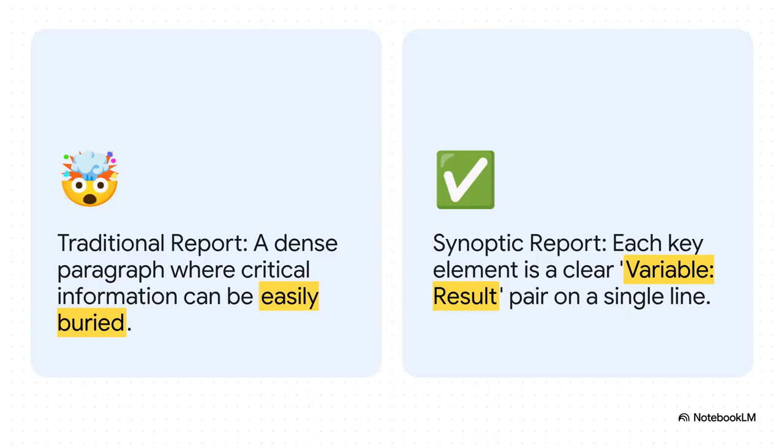And I mean, just look at the difference here. It's night and day. On the left, you've got your traditional narrative report. It's a wall of text, right? And critical info, like a blast percentage, can get totally buried in there. But on the right, you have a synoptic report. Every key piece of data has its own line, laid out in this clean, variable result format. You can scan it instantly, nothing gets missed. And this isn't just about making things look pretty. It's about cutting down on errors and making clinical communication way, way better.